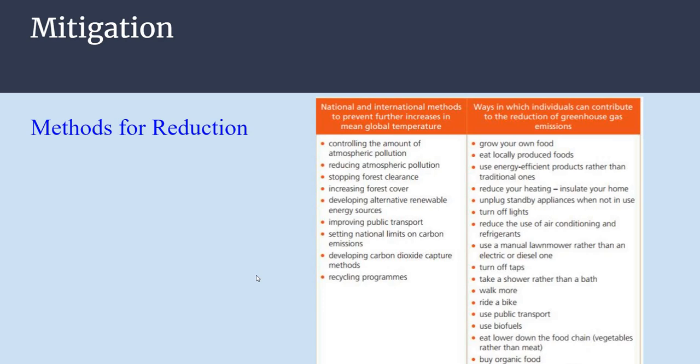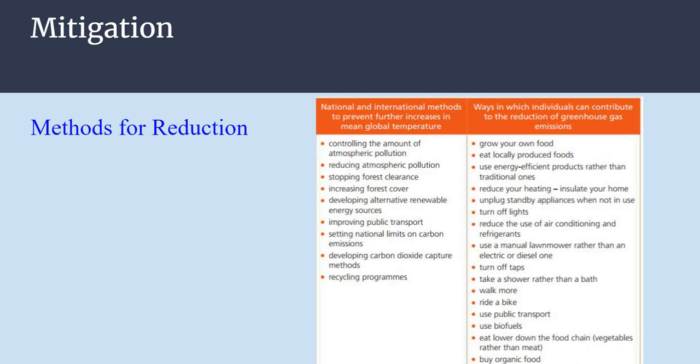So, mitigation: how can we go ahead and reduce the amount of carbon dioxide in the air? And again, there are ecocentric, anthropocentric, and technocentric methods. So, an ecocentric method might be to only eat locally produced foods. Foods that show up in our grocery stores come from all over the world and have a huge carbon footprint. That's a real problem for climate change.